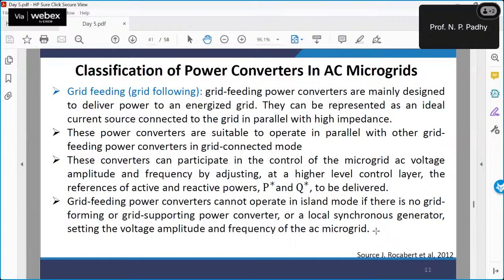Grid feeding power converters are mainly designed to deliver power to an energized grid. They can be represented by an ideal current source connected to the grid in parallel with a high impedance. These power converters are suitable to operate in parallel with other grid feeding power converters in grid connected mode.